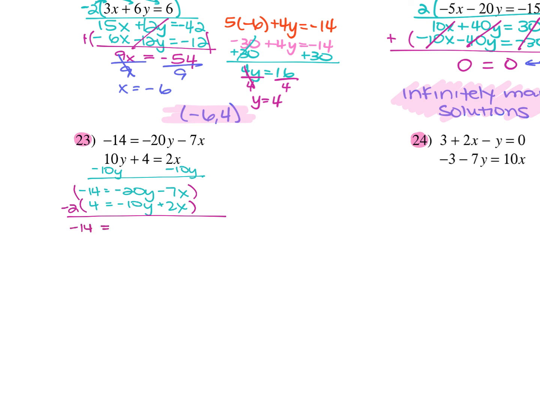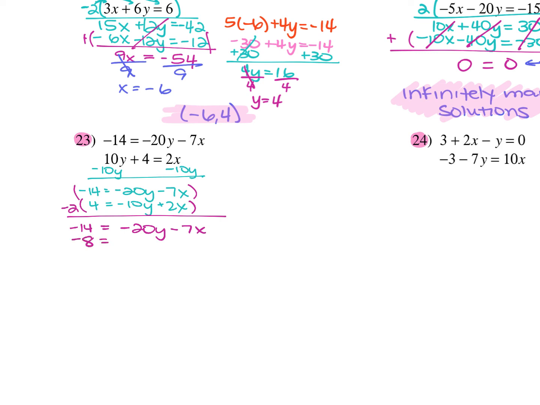The negative 14 is equal to negative 20y minus 7x. You're going to multiply the bottom equation by negative 2 in order to make that negative 10y a positive 20y. So your y's are going to cancel. Okay. So if you distribute that negative 2, the negative 2 times 4 is negative 8.